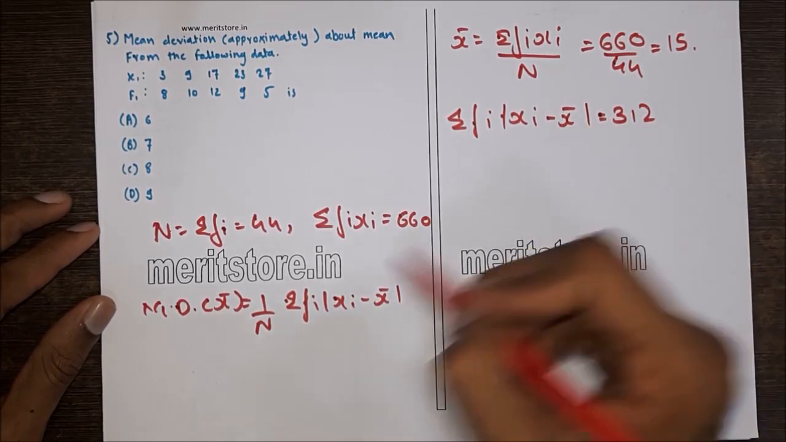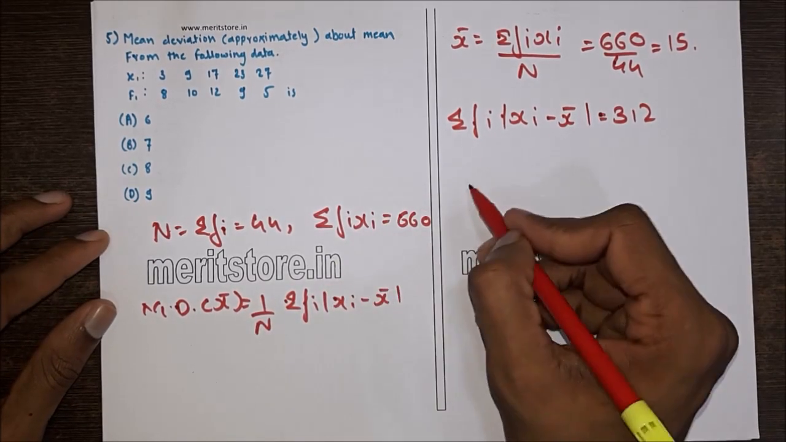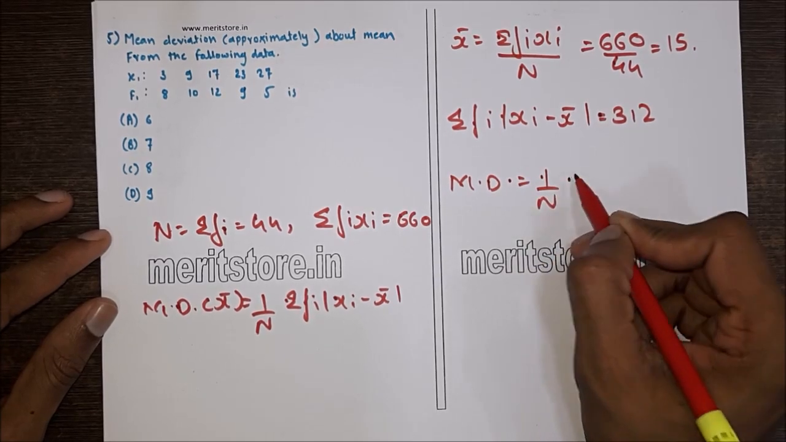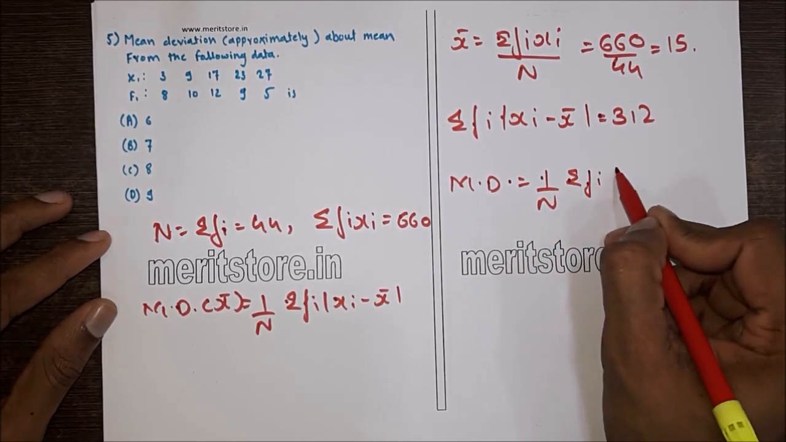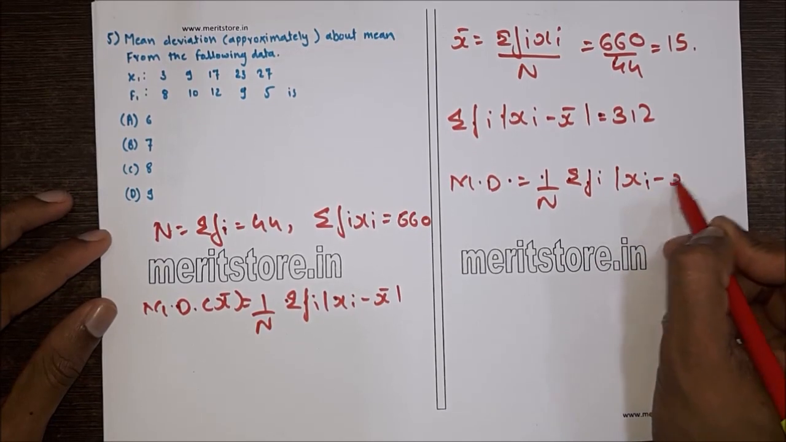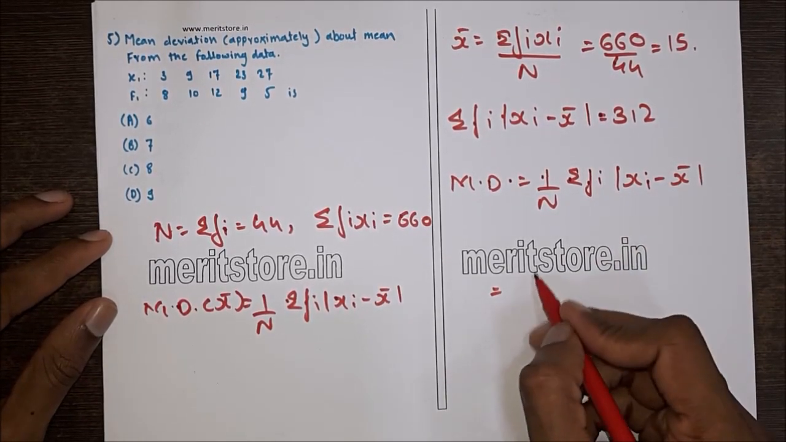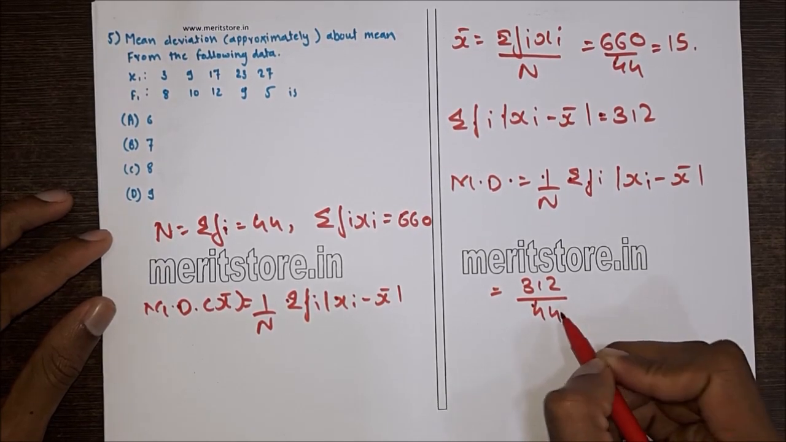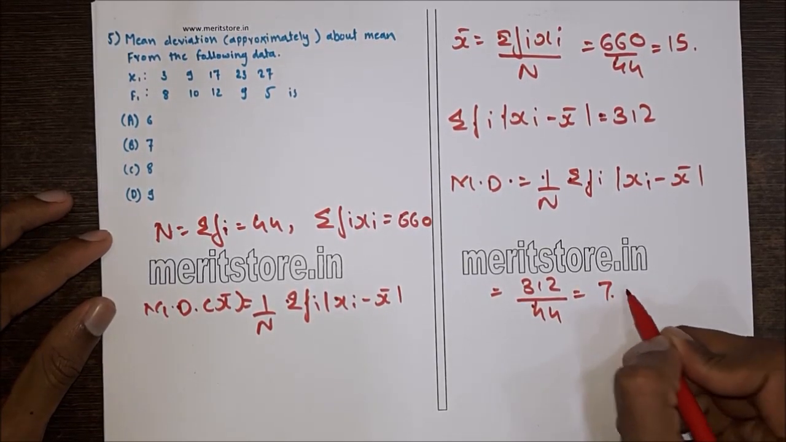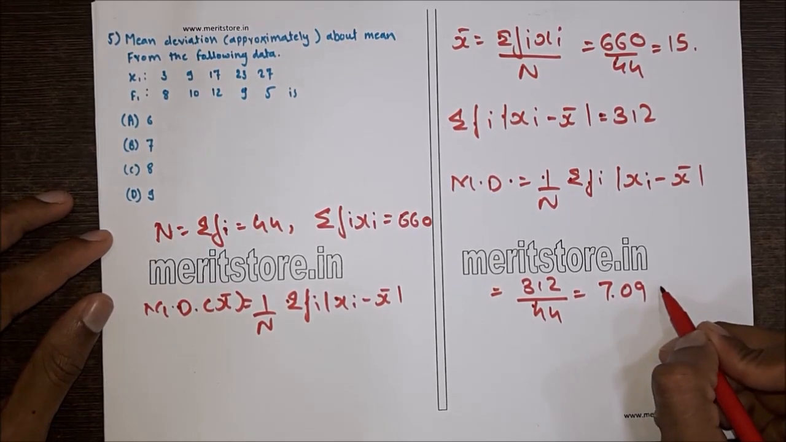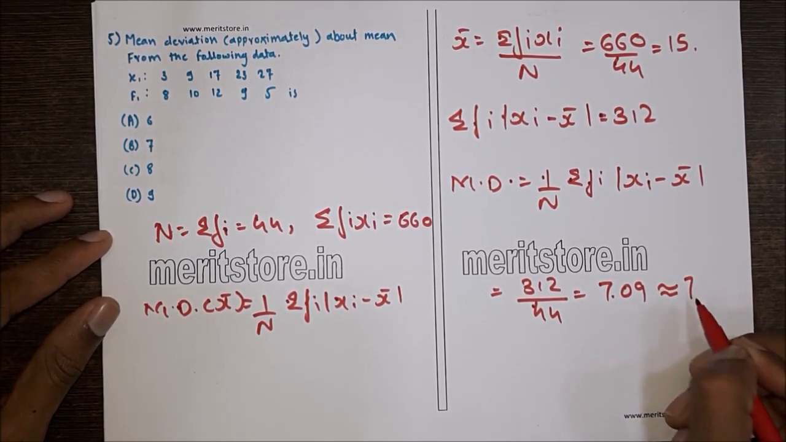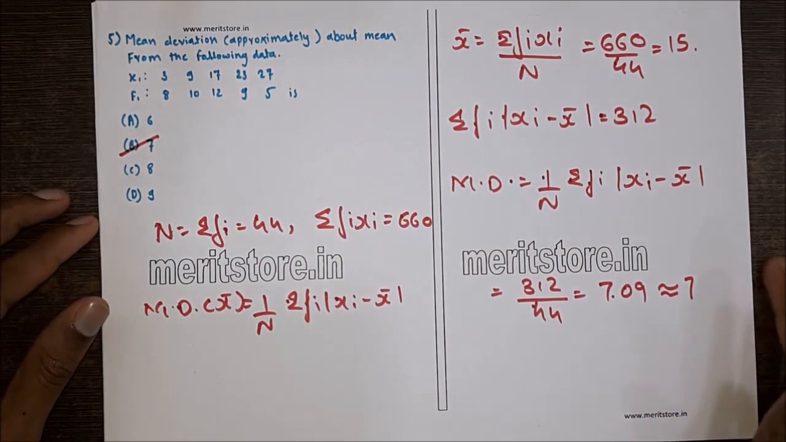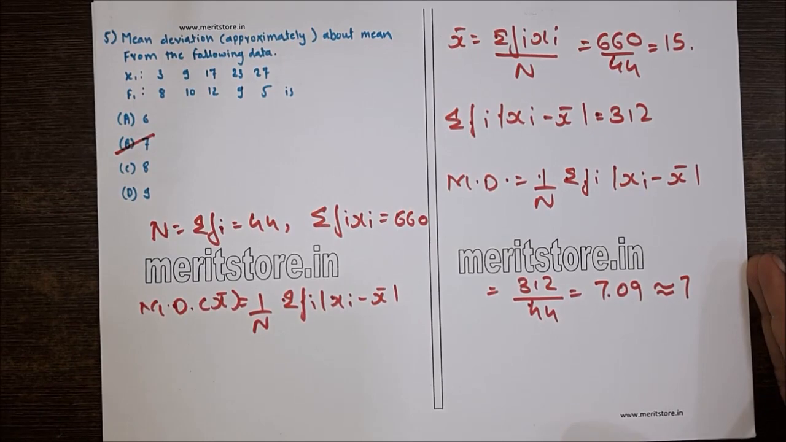So we substitute these values in the mean deviation formula. We get MD equal to 1 by n summation of fi mod of xi minus x bar, which is 312 upon 44. Solving this, we get 7.09, which is approximately 7, which is our option B, which answer matches. Therefore option B is the correct answer.